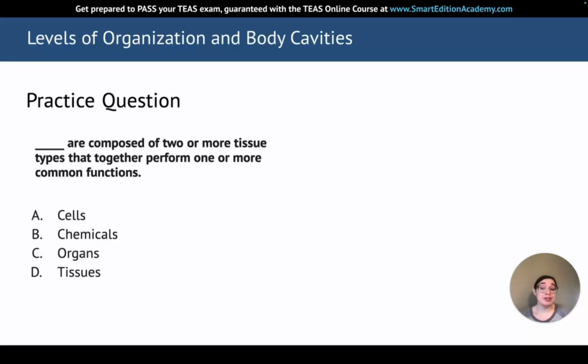Blank are composed of two or more tissue types that together perform one or more common functions. Is it A, cells? Is it B, chemicals? Is it C, organs? Or is it D, tissues? And the correct answer is option C, organs.